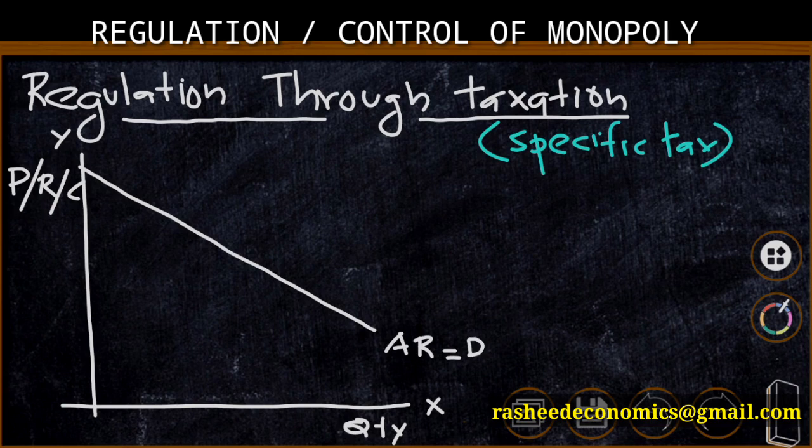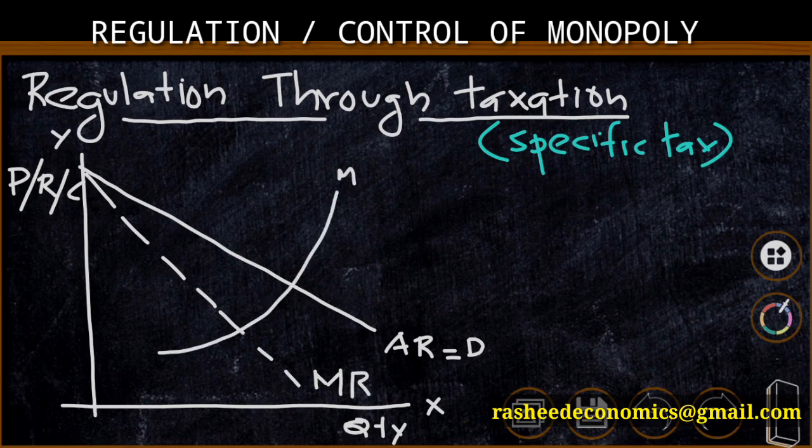Corresponding to this demand curve, there is an MR curve. We can plot the MR curve like this. This is the marginal revenue curve of the firm. In order to identify equilibrium, we need to draw the marginal cost curve. This is the marginal cost curve of the firm. After drawing the marginal cost curve, we are drawing an average cost curve. Now we can identify the equilibrium condition.